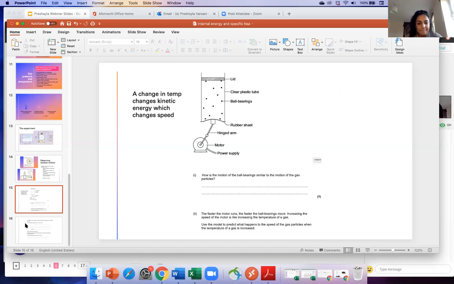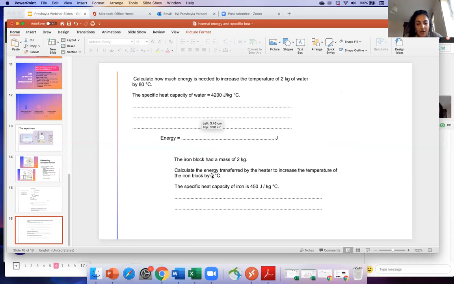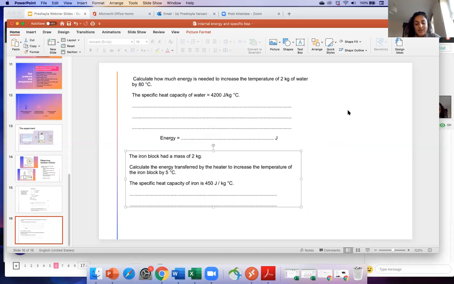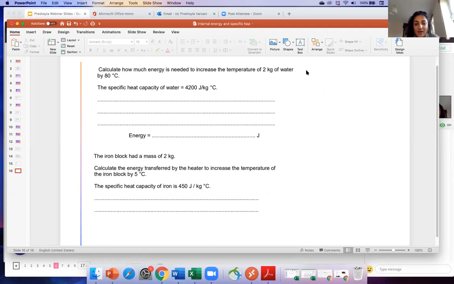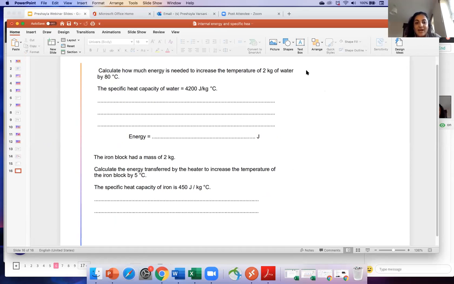Okay, so let's just go through one example of a specific heat capacity to refresh ourselves on how to do these calculations. I've put two here so that you can go through one at home by yourselves using the worked example that we're going to do together. So, calculate how much energy is needed to increase the temperature of 2 kilograms of water by 80 degrees, given that the specific heat capacity of water is 4,200 joules per Kelvin per kilogram.